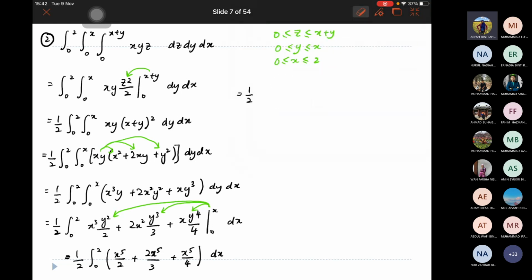So it will become 1/2, X kuasa 6/12 tambah 2X kuasa 6/18 tambah X kuasa 6/24, 0 and 2. So gantikan dapat berapa jawapan akhir?